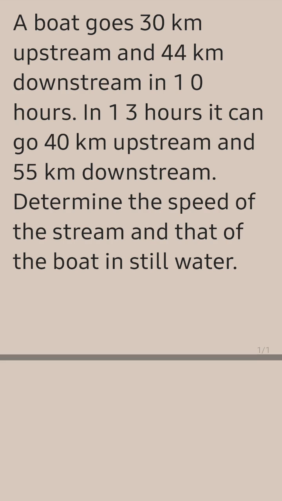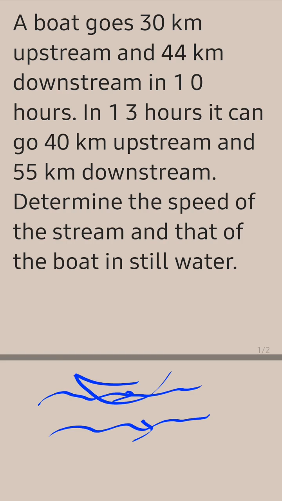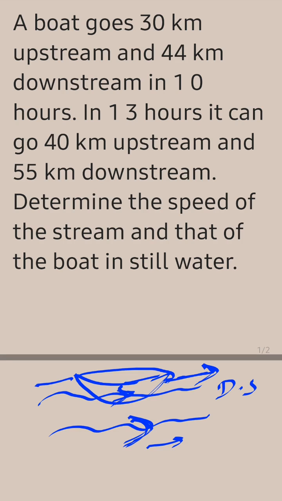We all know that, for example, water is flowing like this. In this direction water is flowing. Here the boat is there. If the boat is traveling in this way and the water is also in the same direction, then we can say that is downstream. For example, if water is flowing in this direction and the boat is traveling in the opposite direction, so the stream and the boat are in opposite directions, that is called upstream.